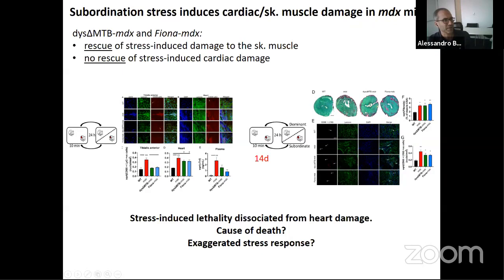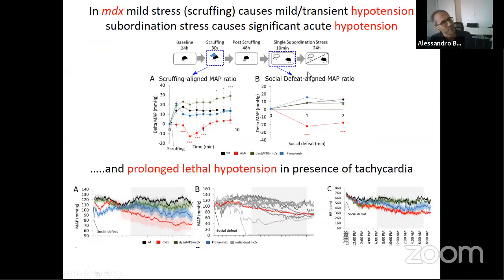Can it be an exaggerated stress response? Very quickly, we used again radiotelemetry. And so the original idea was that we would see an exaggerated cardiovascular response. The outcome was pretty different.